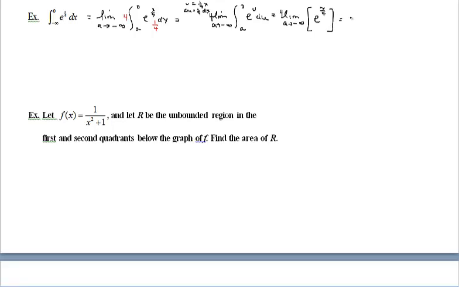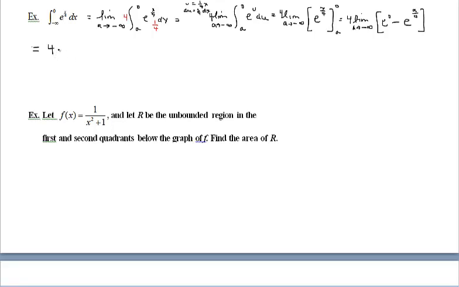Okay, let's do the evaluation part. So 4 times the limit as a goes to negative infinity. Okay, and I need limits here, a and 0. So plug in 0, e to the 0, that's nice. That'll be 1 in the next step, minus e raised to the a over 4, whatever a's value is. Okay, and I'll come back over here. I think I have a little bit more work to do.